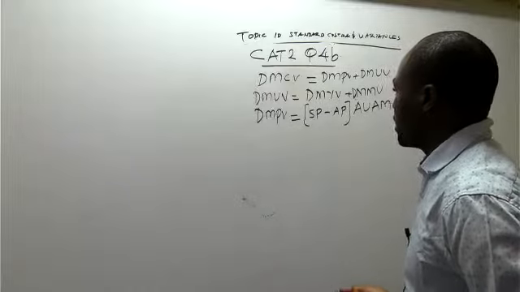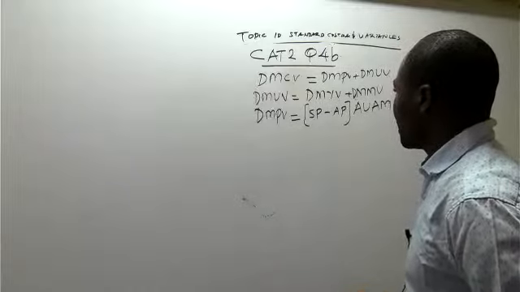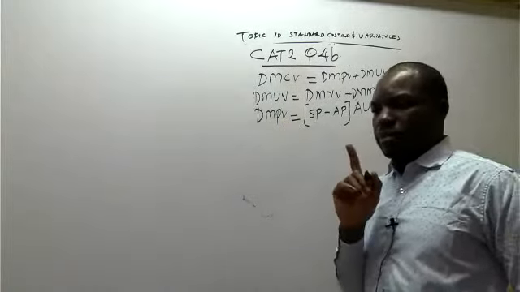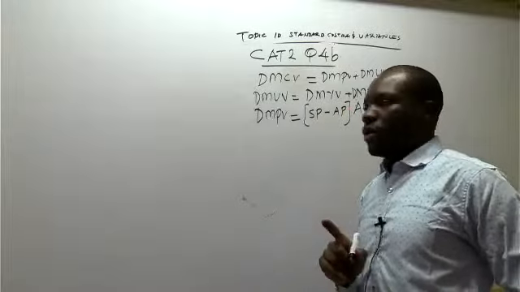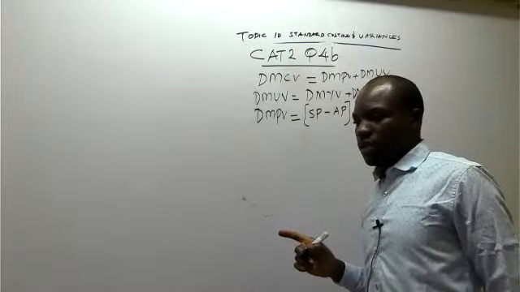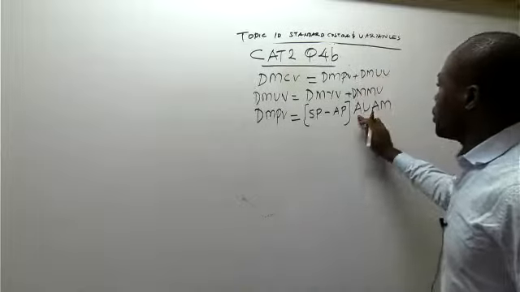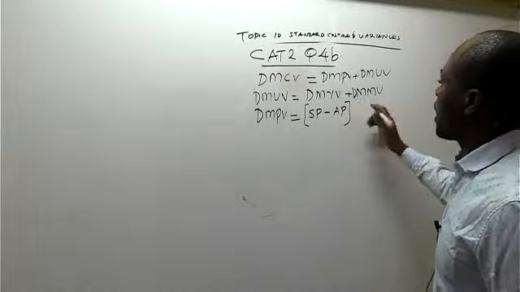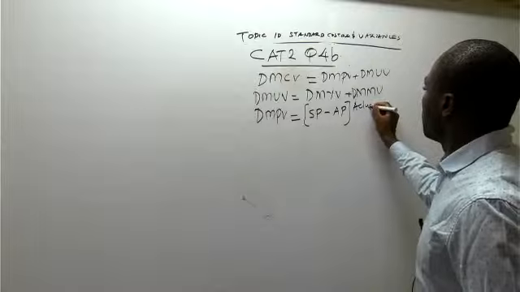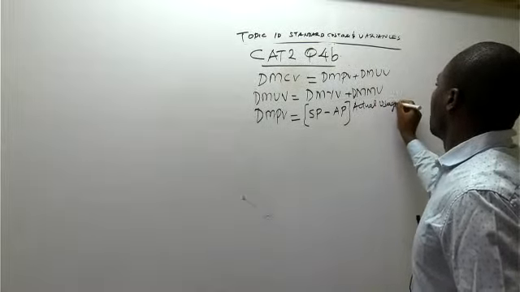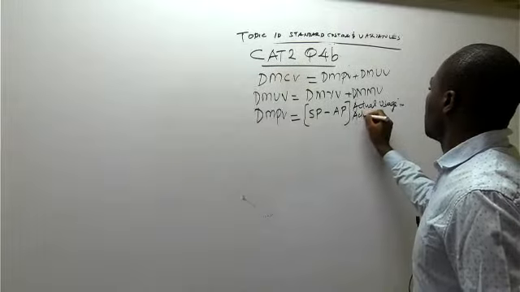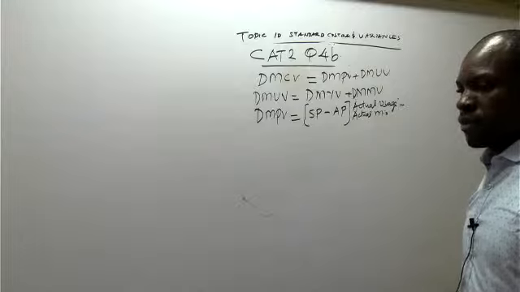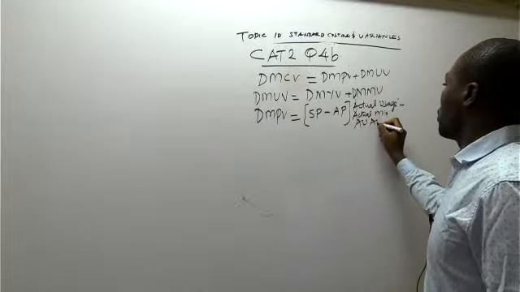So let's come down here and see. Another thing that you're also able to understand is that for direct material price variance, we are not dealing with one item. We are dealing with two different types of raw material. Actual usage in actual mix.